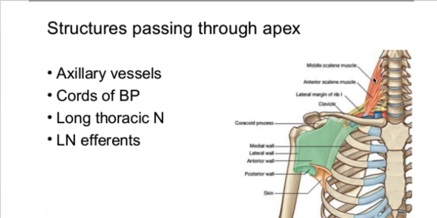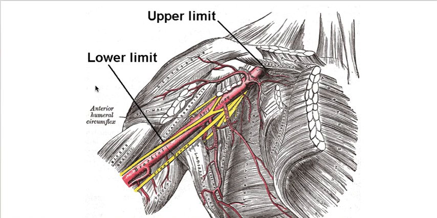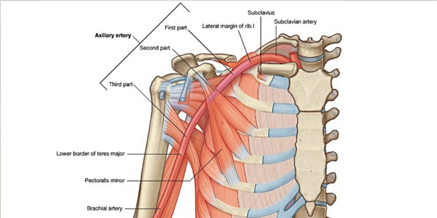So the structures are passing through the apex. Remember, it was called the cervico-axillary canal. Okay, so the axillary vessels are coming along, the cords of the brachial plexus are coming along, the long thoracic nerve and the lymph node efferents are coming along the apex. Here is the axillary artery. It has an upper limit, a lower limit, and then it has branches. So we'll discuss in the next lecture about the branches and the relations of the axillary artery.